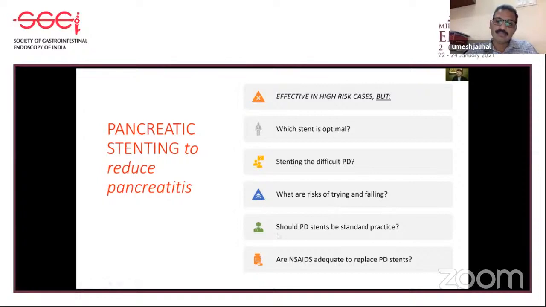Should pancreatic duct stents be the standard of practice? I think for all of us who do ERCPs, you should be comfortable with the idea of placing a wire in the pancreatic duct and placing a stent, because you never know which case turns out difficult and where you need to stent. Last but not the least, as we are all doing, using NSAIDs: are NSAIDs just adequate or do they replace the PD stents?